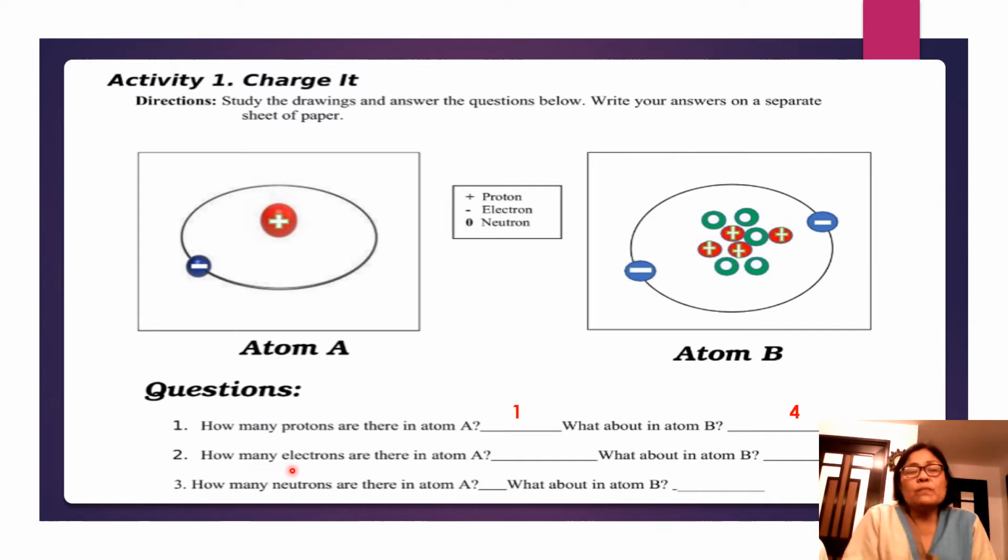In number 2, how many electrons are there in atom A? So, the answer is 1 again. And what about in atom B? The answer is 2. In number 3, how many neutrons are there in atom A? So the answer is 0. What about in atom B? The answer is 5. Okay, so very good answer.